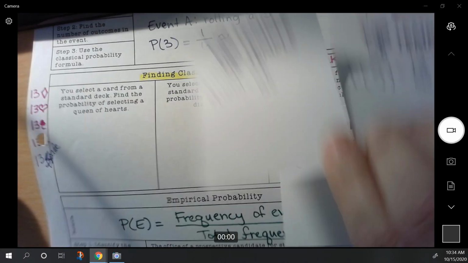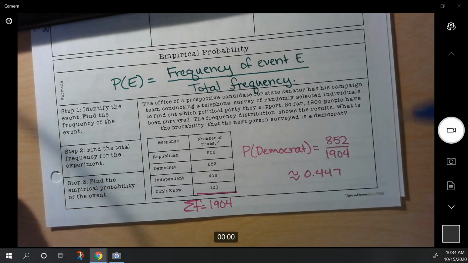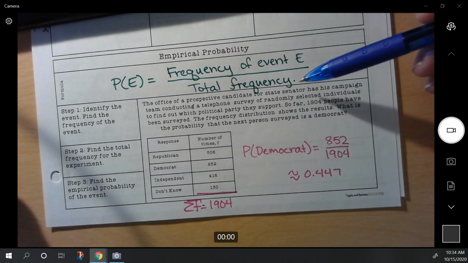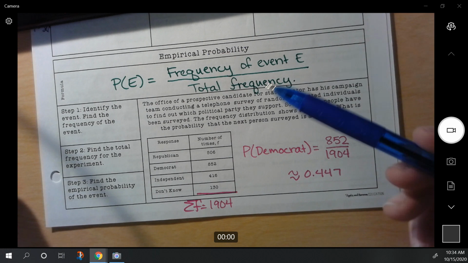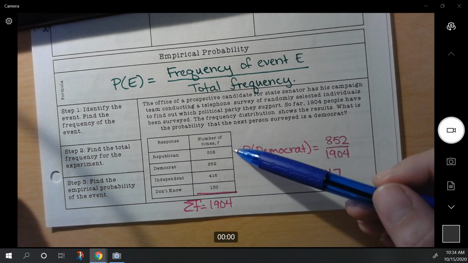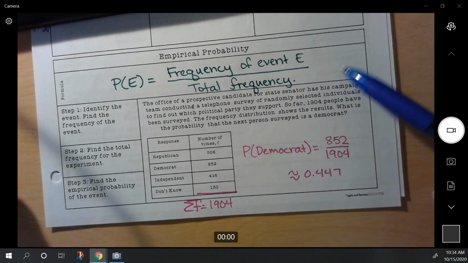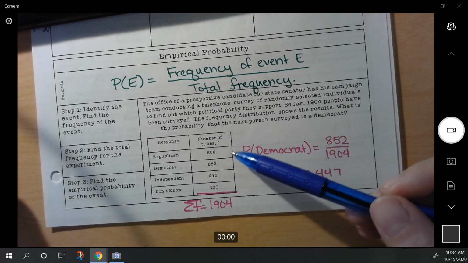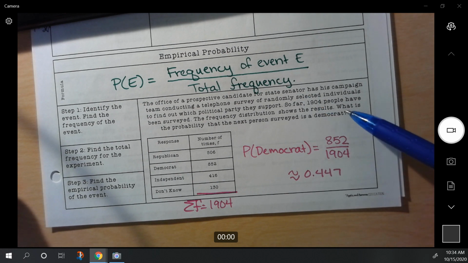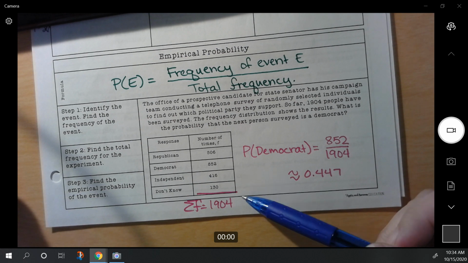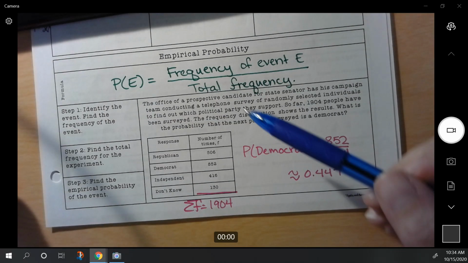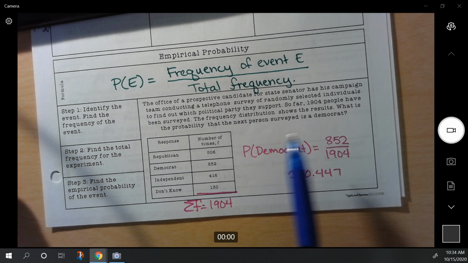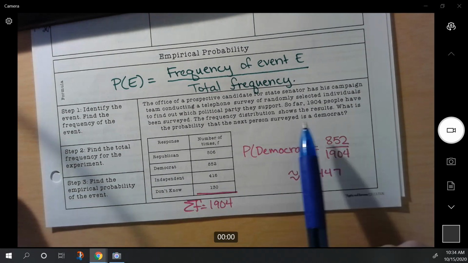Okay, so experimental probability involves the frequency of the event divided by the total frequency. Here we have taken a survey and they asked 1,904 people, that's our N, whether they would be voting Republican, Democrat, or Independent, or didn't know. Kind of appropriate for our current world. And we want to know what's the probability the next person surveyed is going to be a Democrat.